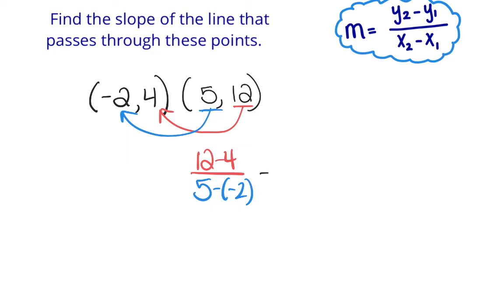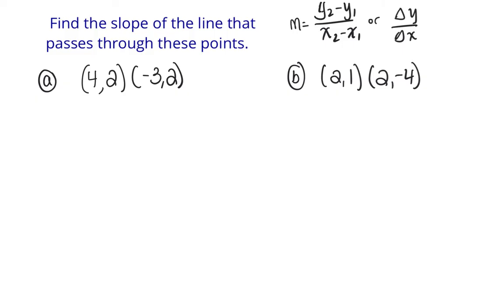12 minus 4 simplifies to 8. 5 minus -2 simplifies to 7. And we end up with the slope of 8/7. All right, let's try another one. If I find the slope between (4, 2) and (-3, 2), I'm going to start by subtracting my y values, 2 minus 2, divided by the difference between my x values, which is -3 minus 4.